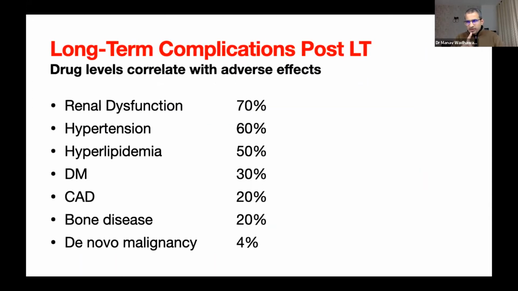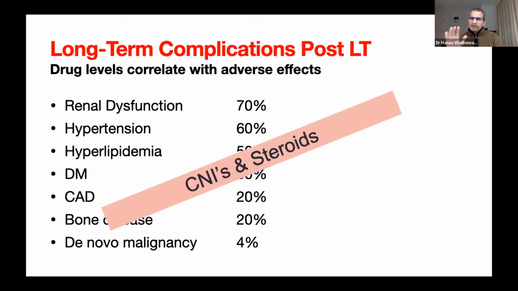Now, this is something where you need to look at monitoring drug levels. The long-term complications after liver transplant correlate with the level of immunosuppression, the level of immunosuppressive drugs. So higher TAC levels early on, and even late after transplant, predict all complications. Look at the complications: renal dysfunction, hypertension, hyperlipidemia, diabetes. All of them correlate with either the tacrolimus levels or the steroid dosages.